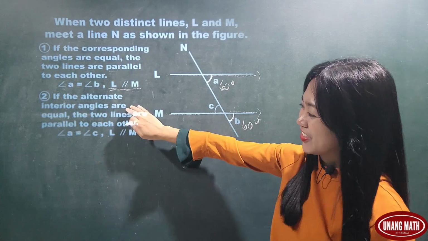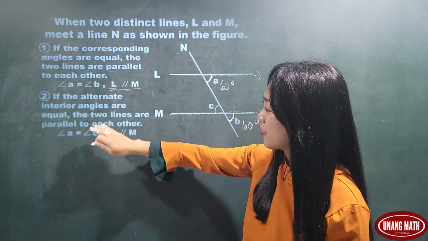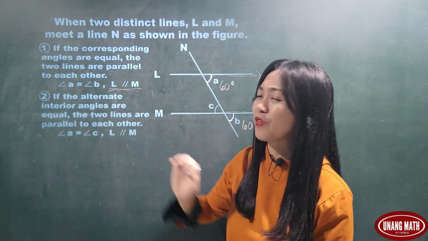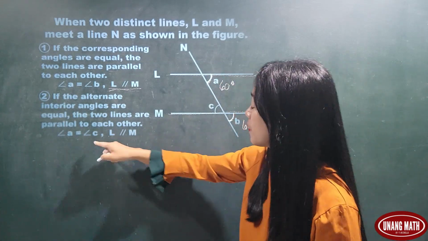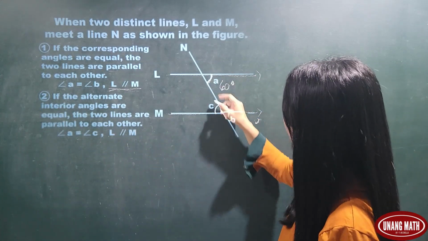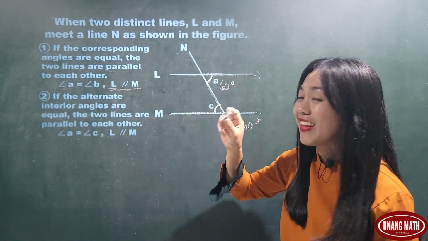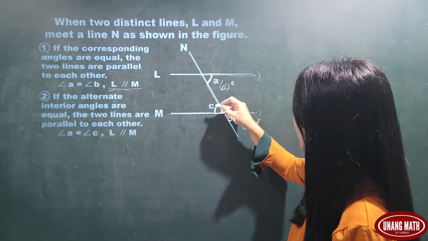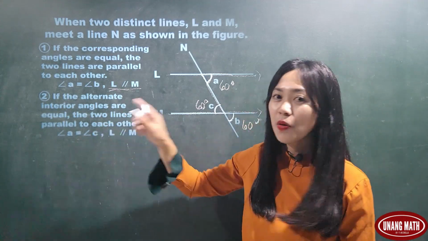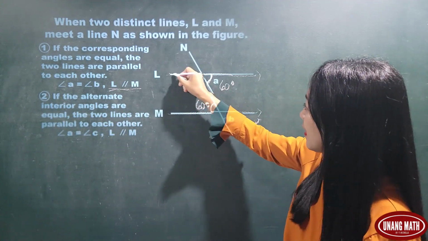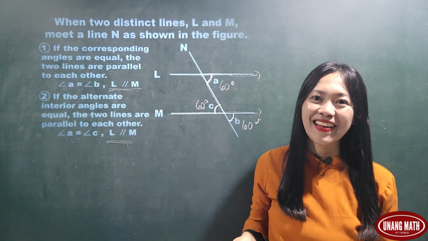Okay, second condition. If the alternate interior angles are equal in measure, then the two lines are parallel to each other. Okay, so let's say angle A is equal to angle C. Angle A and angle C are alternate interior angles. So if this is 60 degrees, then this is also 60 degrees. Okay, same measures, equal in measure, then that means line L and line M are parallel lines.